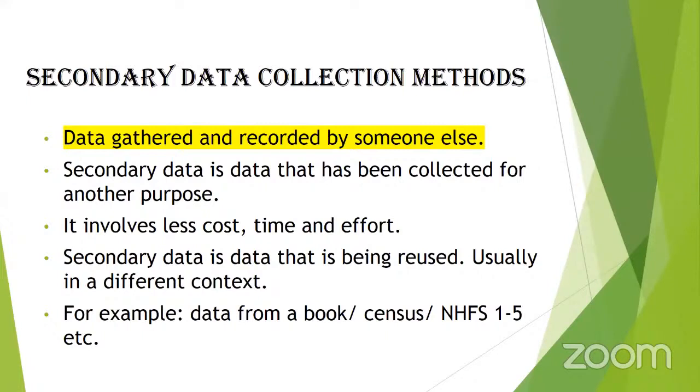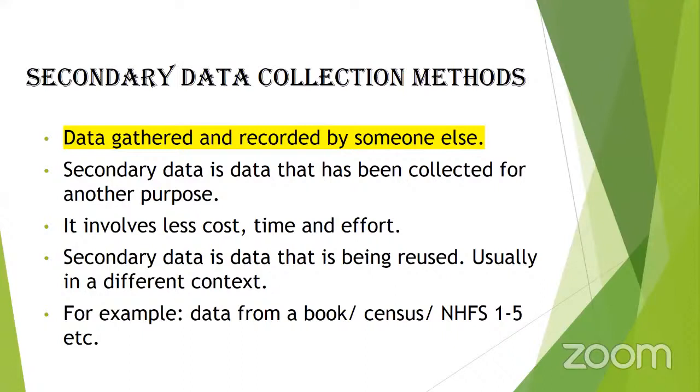So data is gathered and recorded by someone else. This is known as secondary data, which is not collected by me but by someone else. That's why it is secondary data. Secondary data is collected for another purpose. This is very important, the second point: it was collected for another purpose. Now I want to look into that data with some other research question.